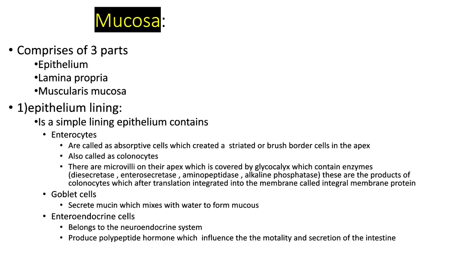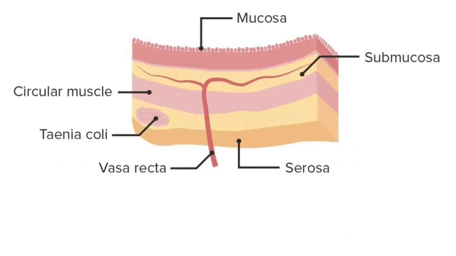The main function of the enterocyte is the absorption of water, nutrients, and electrolytes from the chyme, or undigested food. The goblet cells secrete mucin, which mixes with water to form mucus. As we discussed earlier, the endocrine cells belong to the neuroendocrine system and produce polypeptide hormones, which influence motility and secretion of the intestine.